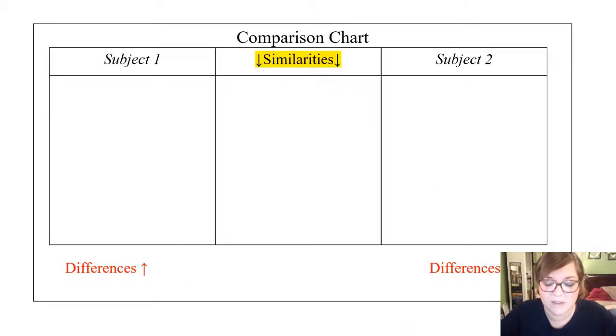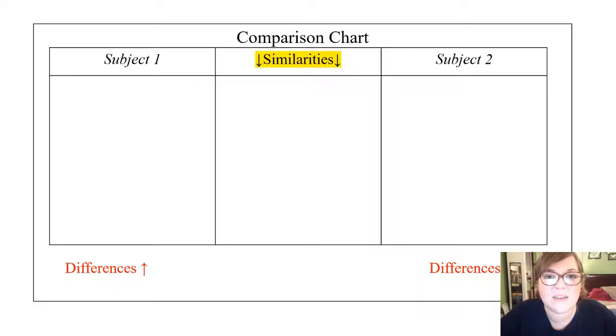Next, we have a comparison chart to help us see and organize our ideas. And we have subject 1 on the left and subject 2 on the right. This is where you would put the names of the two different things you are comparing. So if I was comparing two characters, I would put one of the characters' names where it says subject 1, and I would put the other character's name where it says subject 2.